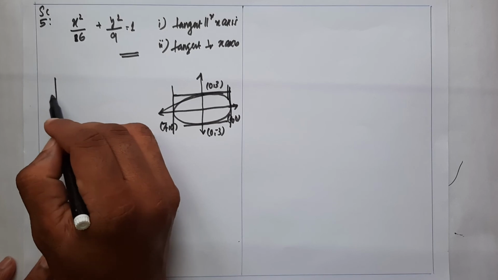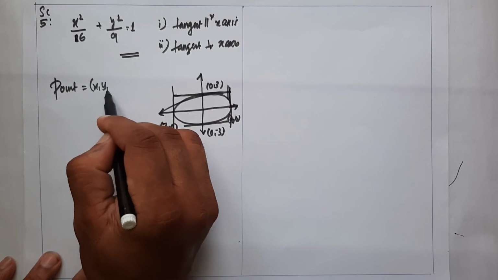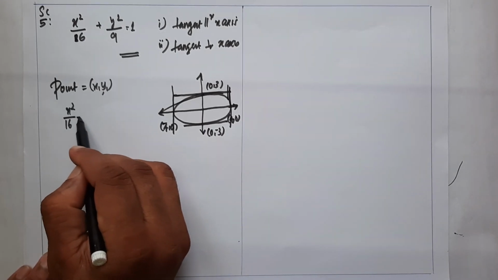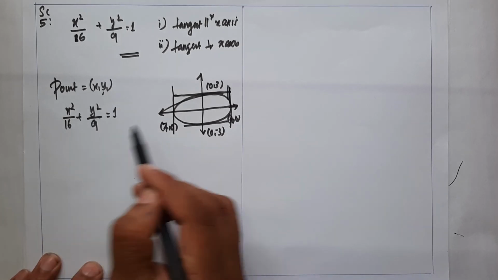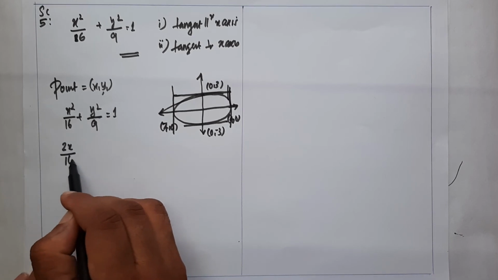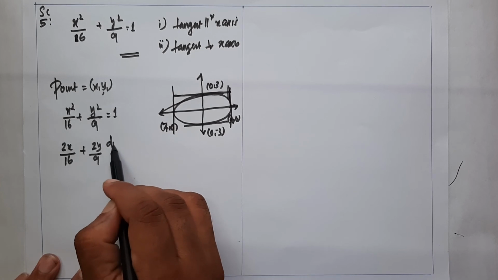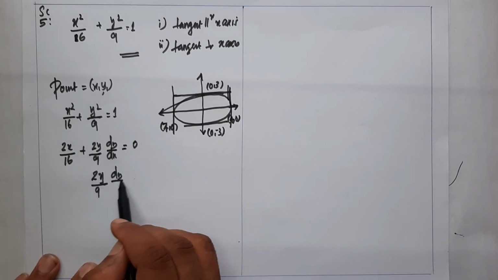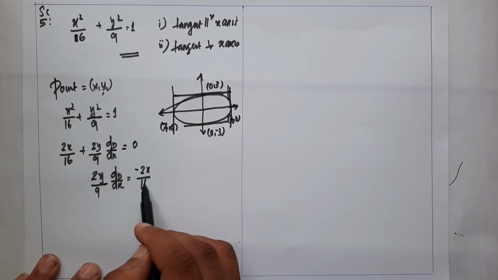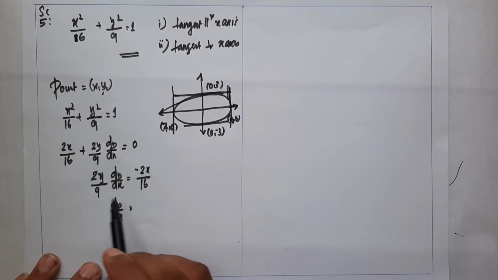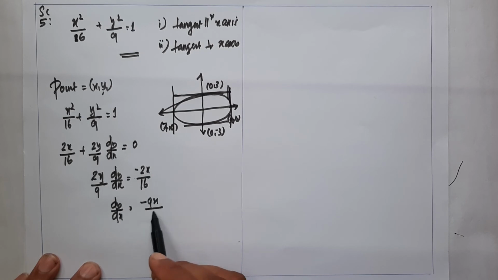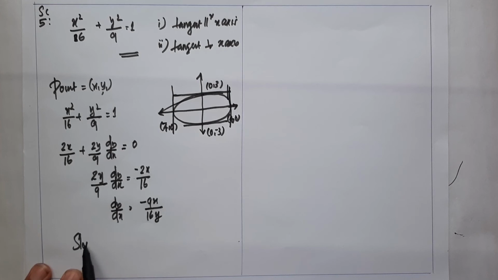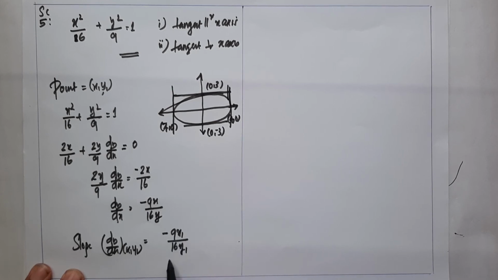Here first of all we consider the point on the curve to be x1, y1. The given curve is x square by 16 plus y square by 9 is equal to 1. Now differentiating with respect to x, we get 2x divided by 16 plus 2y divided by 9 into dy by dx, because it's an implicit function, and the derivative of 1 becomes 0. Therefore, 2y divided by 9 into dy by dx is equal to minus 2x divided by 16. Therefore, dy by dx is equal to, on cross multiplying, with the 2 cancelling, minus 9x divided by 16y. Now the slope of the tangent is dy by dx at x1, y1, because the touching point is x1, y1, and therefore we get minus 9x1 divided by 16y1, which is the slope of the tangent.